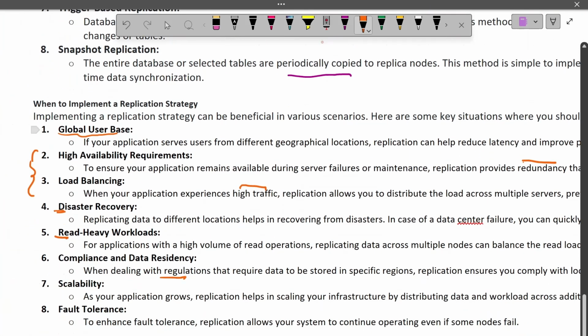Next is scalability. Again, availability, load balancing, scalability are similar points. It helps you scale your infrastructure because you have distributed your data across different nodes. And fault tolerance, of course. When you have automatic failover capability, your fault tolerance is also taken care of because there is no single point of failure. Because of that, the systems become reliable and continue to operate even if there is some failure. So with that, we are wrapping up this topic on replication.